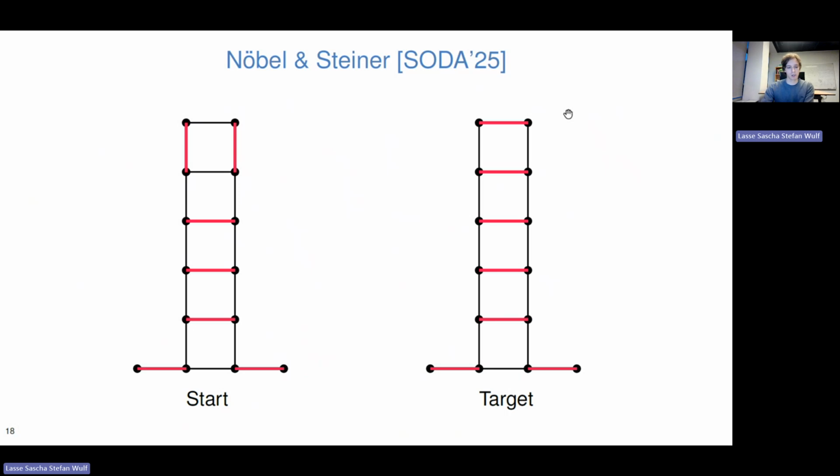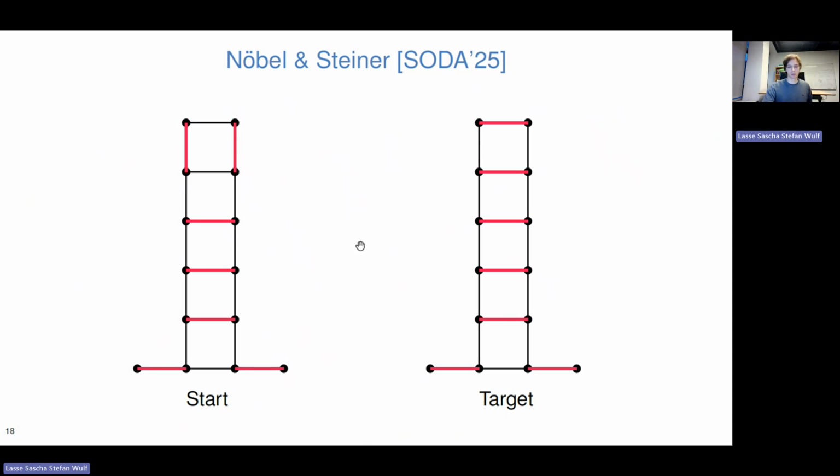And then these tower gadgets can be in two configurations, the start and the target configuration. I mean, in general, there can be many configurations, but Nöbel and Steiner highlighted these two specific configurations. And something I should also mention is that these two tower gadgets are connected to the rest of the graph only in these two vertices. So if anything interacts with the tower gadget, it has to enter here and leave here.